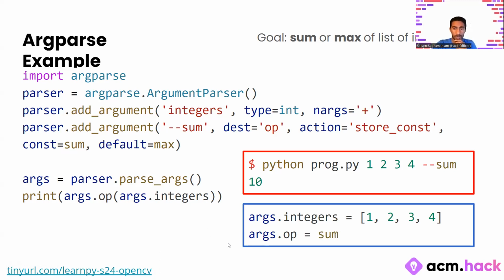Okay, so this is just another quick example where instead of taking the max, we're taking the sum now, right? Dash dash sum. And all that's changed is that this output value is 10 now, and this operation is sum instead of max.